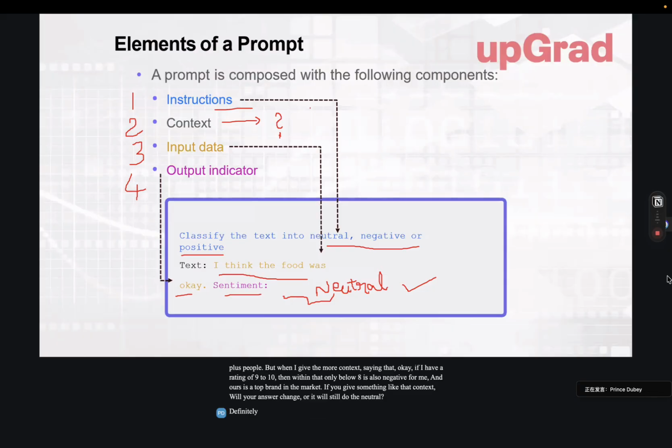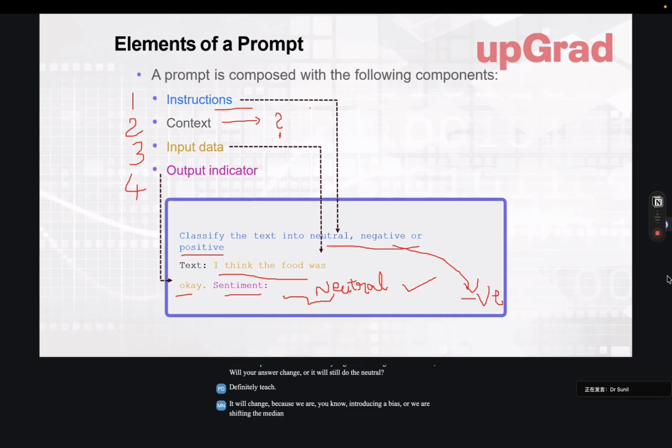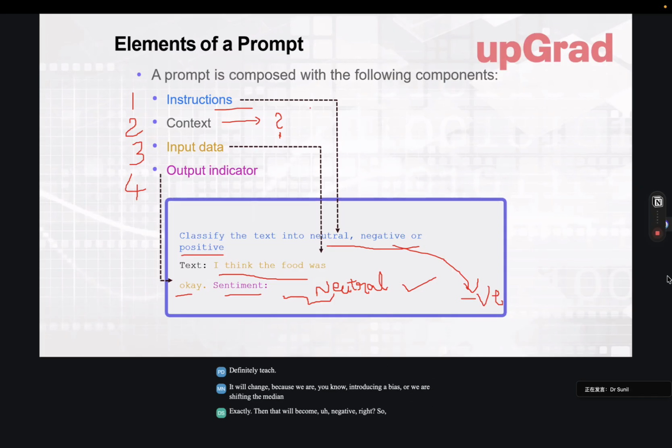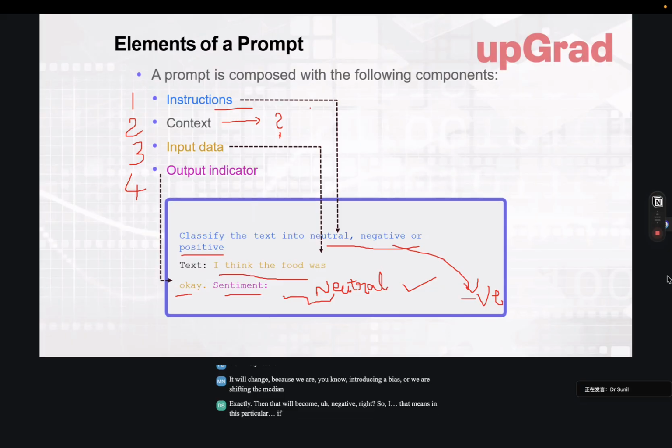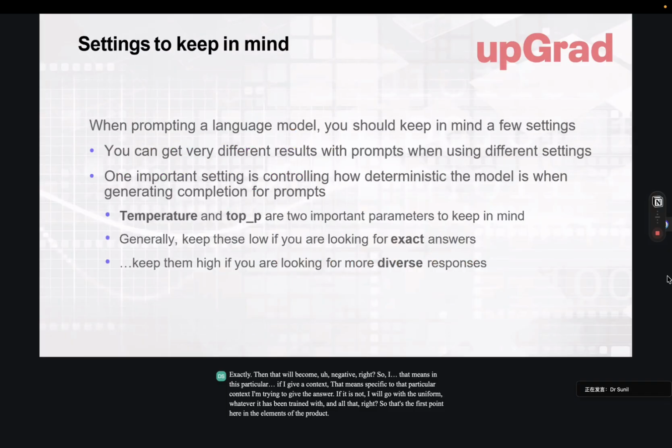Definitely change. It will change because we are introducing a bias, or we are shifting the median. Exactly. Then that will become negative, right? So that means if I give a context, I'm trying to give the answer specific to that particular context. If it is not given, I will go with the uniform, whatever it is being trained with and all that, right? So that's the first point here in the elements of the prompt.